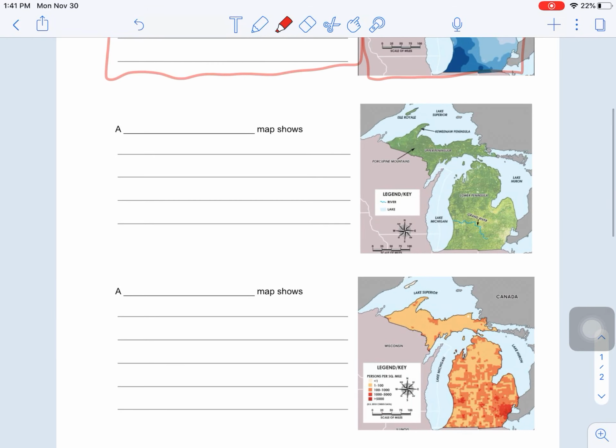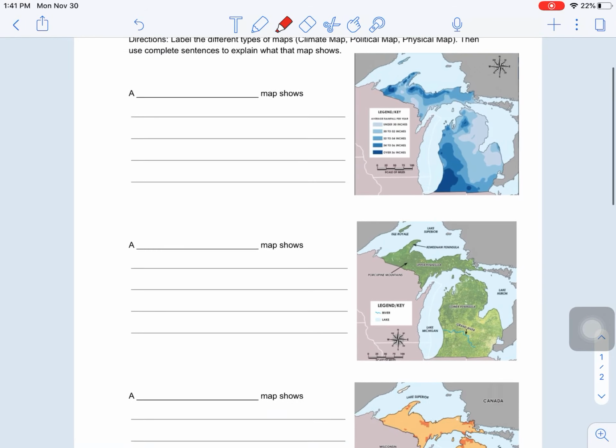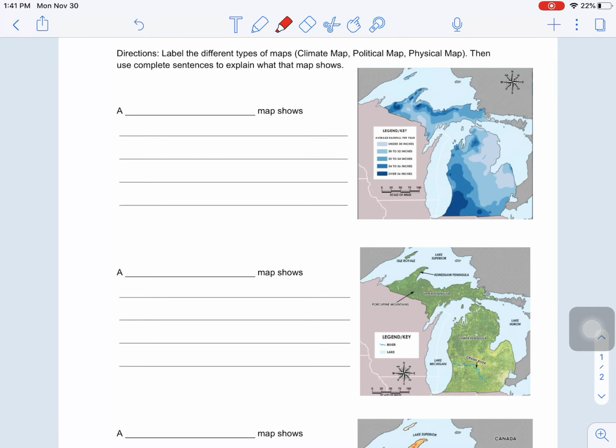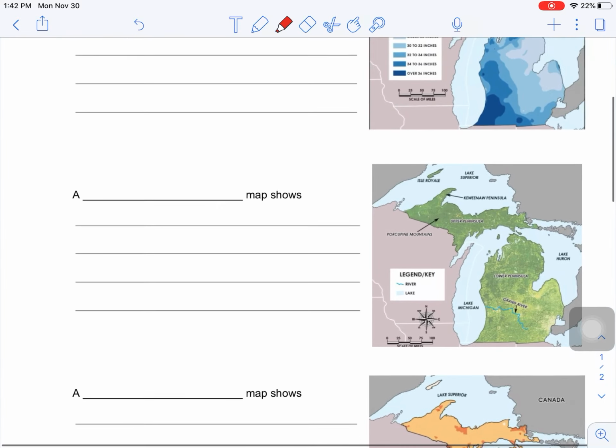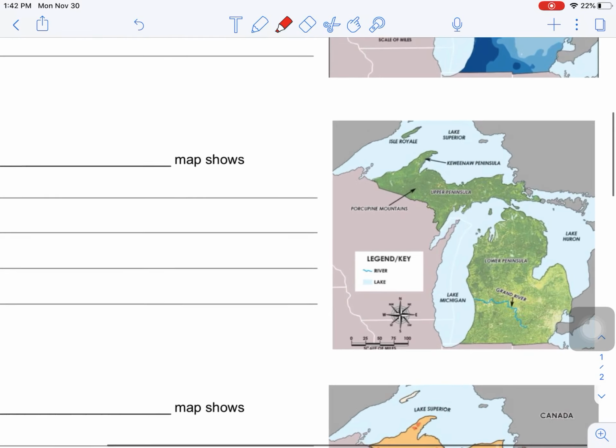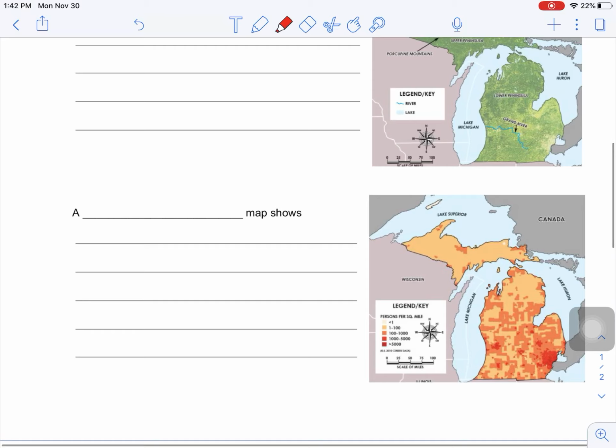Then you are going to do that for the next ones as well. You're going to take a look at your next map here, and you're going to tell me what type of map this is. So is this map a climate map, a political map, or a physical map? Make sure you're looking at your key and legend. That is going to give you some tips on what kind of map that is. And then lastly, a blank map shows, you're going to fill in this one, either political, physical, or, sorry, I drew a blank, climate. You're going to fill in the option there.